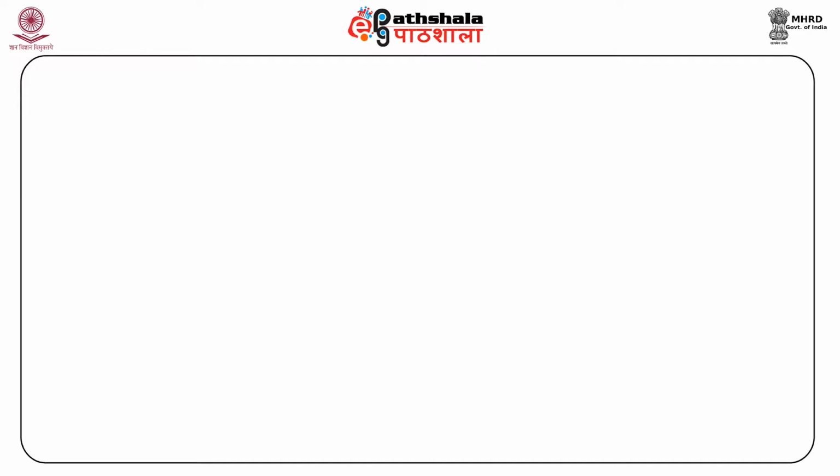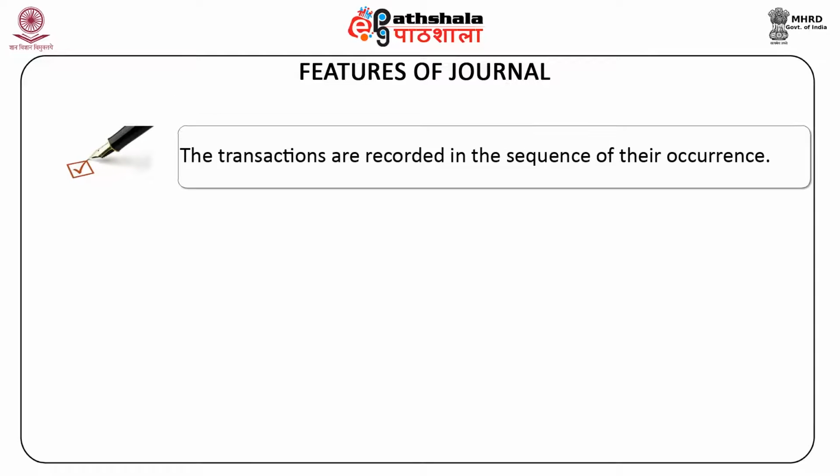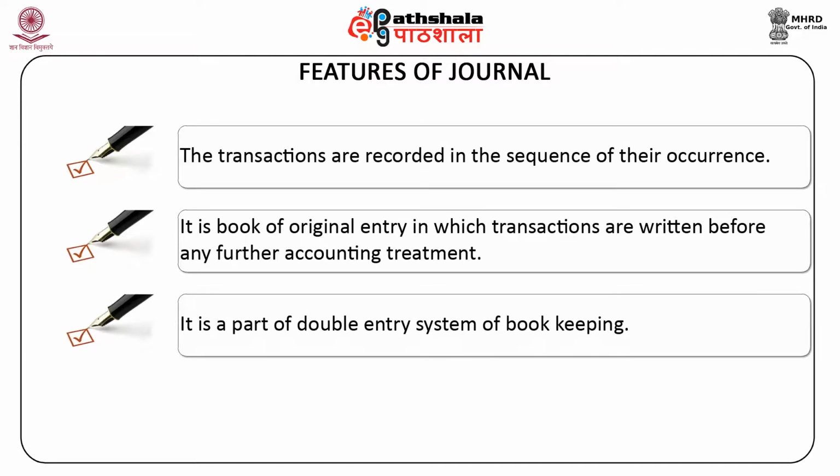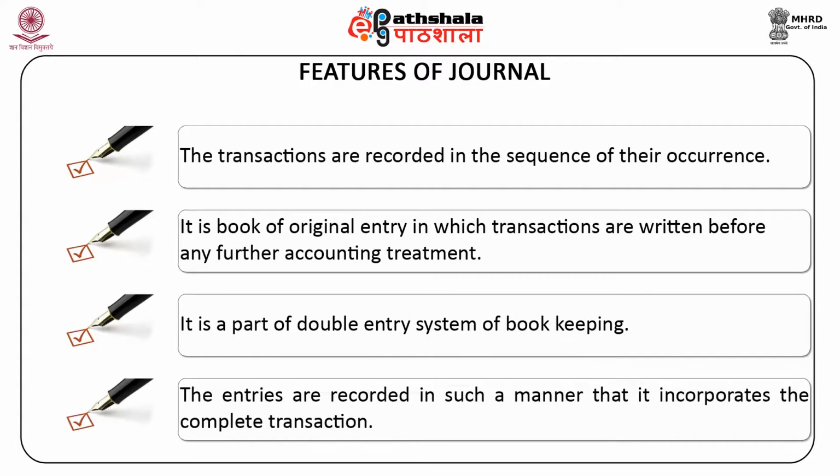Next, we will talk about the features of journal. The transactions are recorded in the sequence of their occurrence. It is a book of original entry in which transactions are written before any further accounting treatment. It is a part of the double entry system of bookkeeping. The entries are recorded in such a manner that they incorporate the complete transaction.